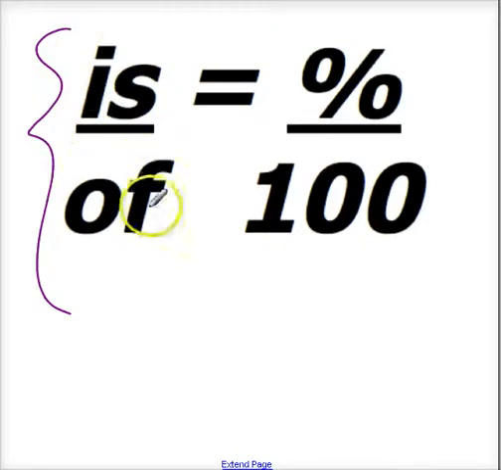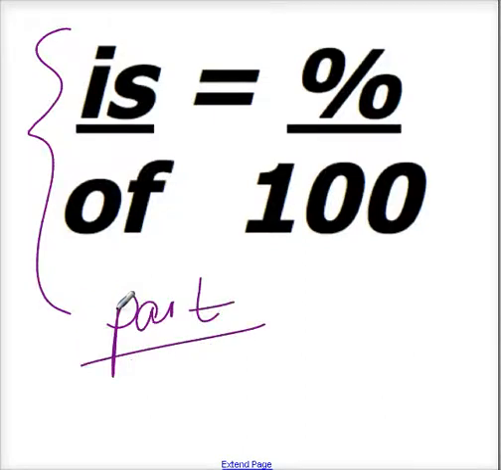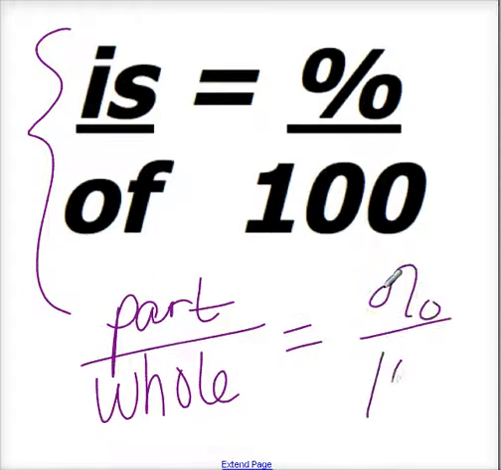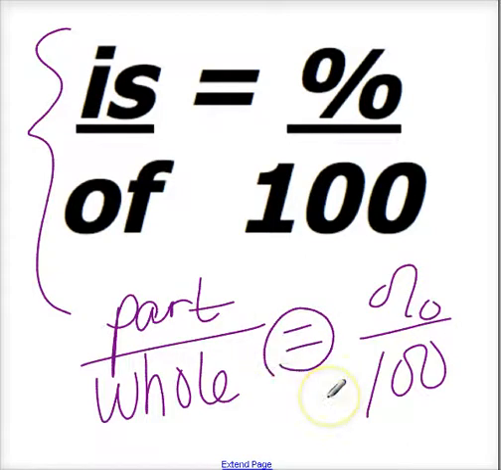Is over of equals percent over 100. And then underneath, I'm going to write it again, but I'm going to use different words. Part over whole equals percent over 100. Now notice, there are two ratios set equal to each other. This is a proportion. So we can use percent proportions to solve these problems.